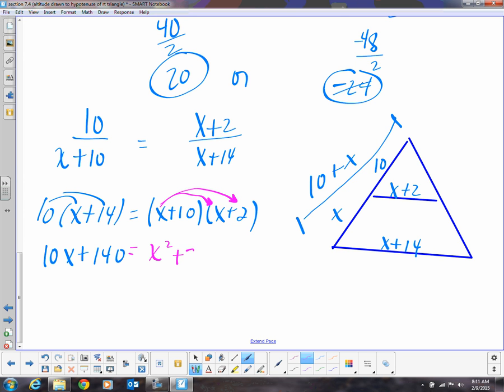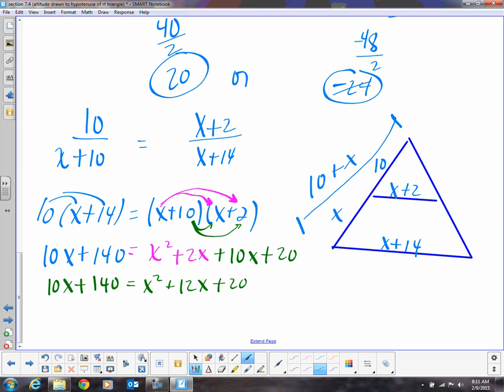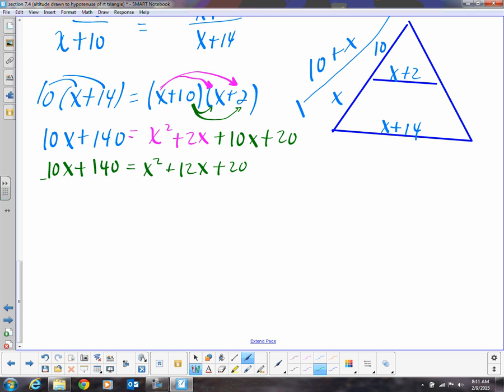So we got x squared plus 2x. Now we're going to distribute the second one. So that's going to be 10x plus 20. So if you notice, again, we have x squared plus 12x plus 20. There's an x squared. So that means everything has to go to the other side. Minus 140. So this is going to be 0 equals x squared plus 2x minus 120.